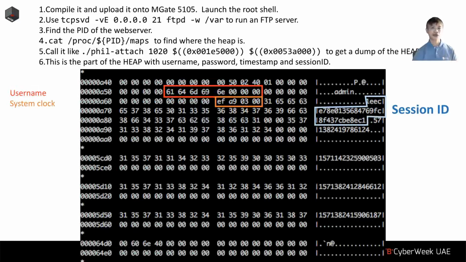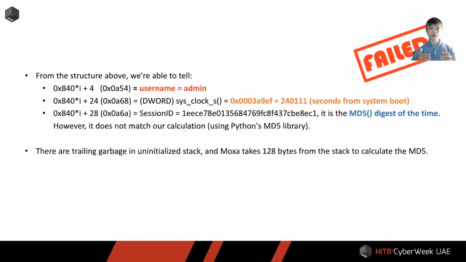So you can actually see the structure. Each user structure takes 0x840 bytes. At offset 4 is the username, so admin, and at offset 24 is the system clock. The system clock is the number of seconds since the system boot, so whenever you reboot the system, it's 0, and then 1, 2, 3, 4, etc. And the session ID is the MD5 digest of the system time.